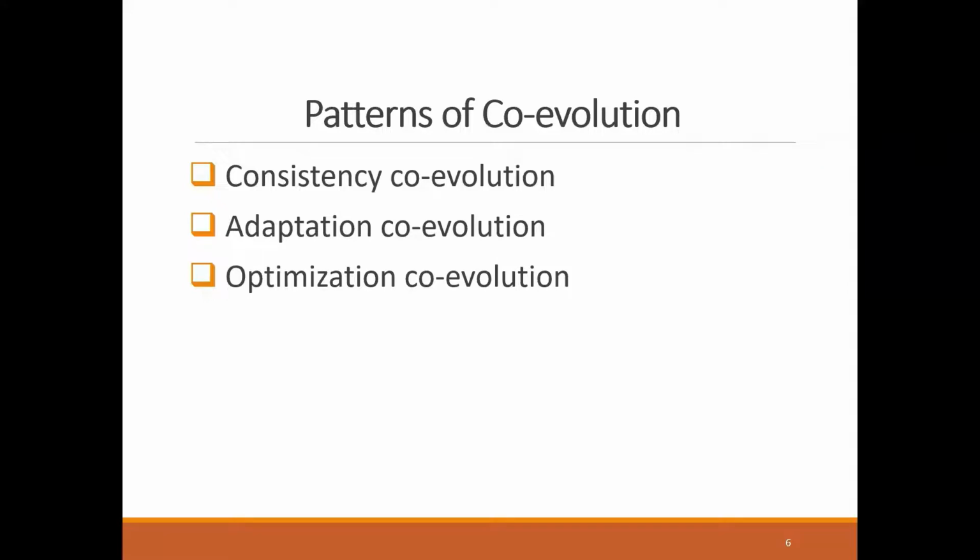So based on our previous works, we have classified the patterns of co-evolution into several categories. The first one is consistency co-evolution. In our previous work, we studied when the source code is changed, how that change is propagated to test code to keep the system consistent. Another one is adaptation correlation. So when some API is changed in the source code, that change is also propagated to the test code. So this is a form of adaptation correlation.